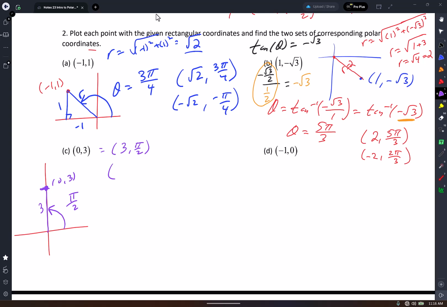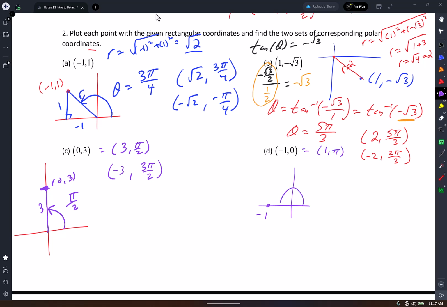They want two values. So I can go 3 pi over 2 and then go in reverse, negative 3. There it is. Cool or not cool? All right. Negative 1, 0. Here's negative 1. So I could say 1 comma pi.